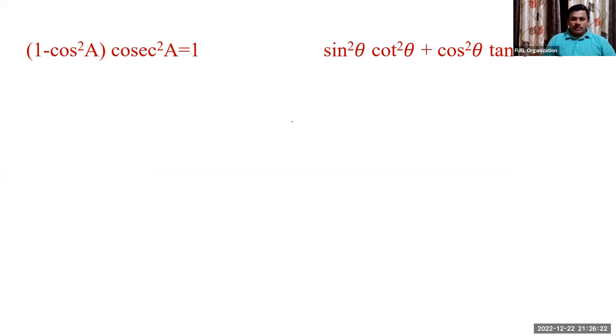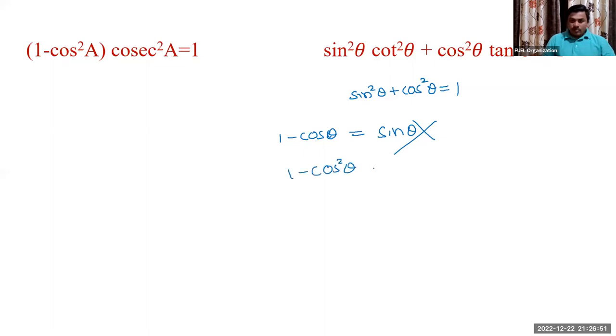From here, we will start using the identities, the only one single identity we use, that is sine square theta plus cos square theta is equal to 1. And where we can use this identity? When you are having a square term. Remember, if you are having like 1 minus cos theta, some of you write for this sine theta. That is wrong. You are not supposed to write like this. If you are having 1 minus cos square theta, then only you can write sine square theta. Got it? This is wrong.